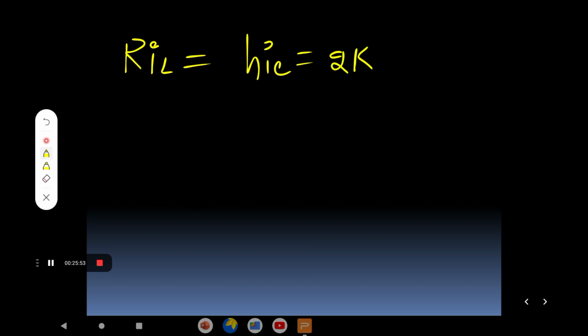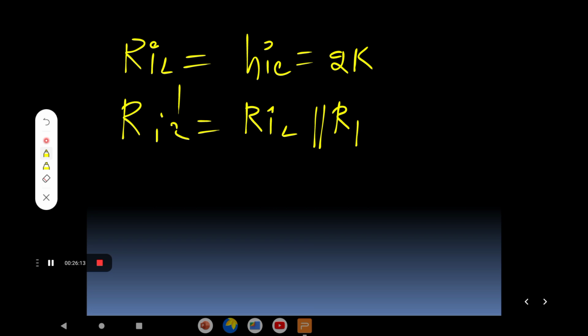At the same time, RI2 is also equal to the input resistance. RI2 is equal to hIE. Therefore, that is equal to 2 kilo ohms only. That is one more piece of information. At the same time, RI2 dash, the overall resultant value, is equal to RI2 actual value parallel with RB2. RI2 parallel with RB2 is the resultant value of input resistance.